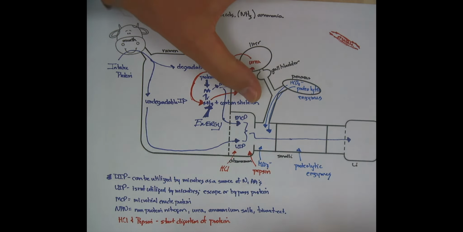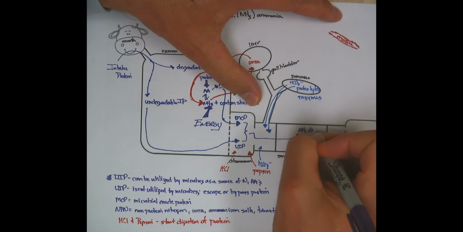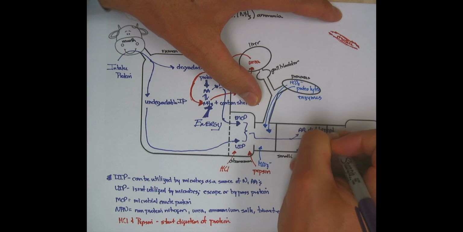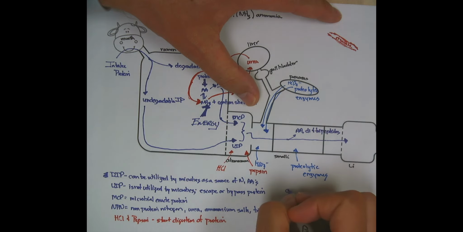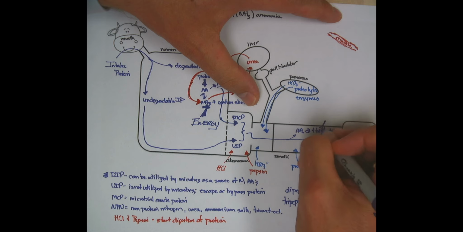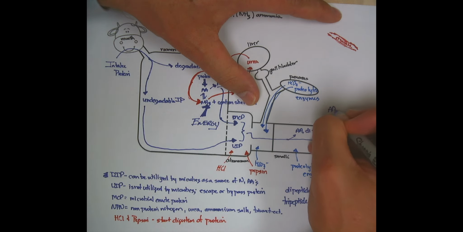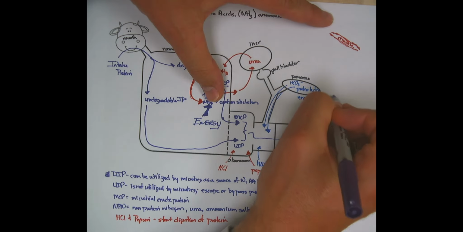And what we're going to end up with are amino acids and di and tripeptides. And a dipeptide equals 2 amino acids joined. And the tripeptide, as most of you can guess, equals 3 amino acids joined. Okay, and those are absorbed by the enterocyte, or the cells in the small intestine. And inside, they become just amino acids. And those amino acids go to the liver.